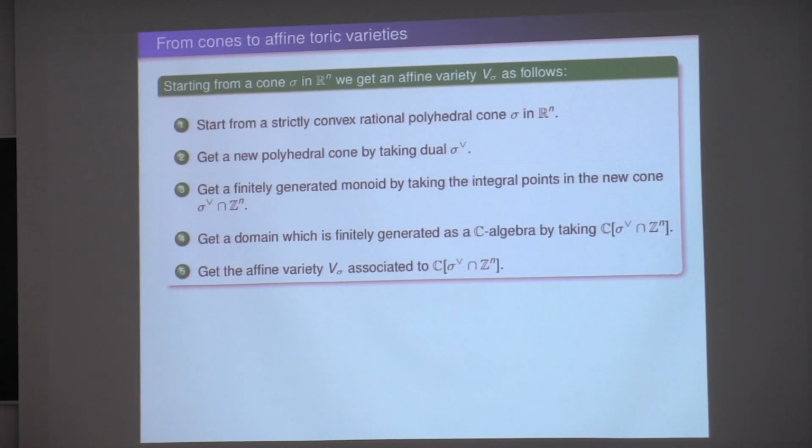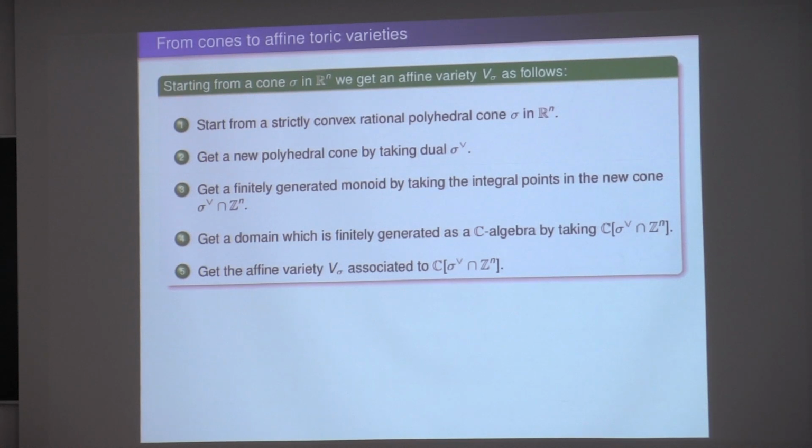We get a new polyhedral cone by taking the dual. So we look at the dual Rn. For each point over there, we ask, does this one do dot product with all my cone sigma greater or equal than 0? If it does, it is in the dual. And if it doesn't, then it is not in the dual. After that, starting from sigma, we go to the dual. Then we look at the integral points in that dual. It gives us some semigroup, but actually, under these assumptions of rational polyhedrality, this semigroup is finitely generated.